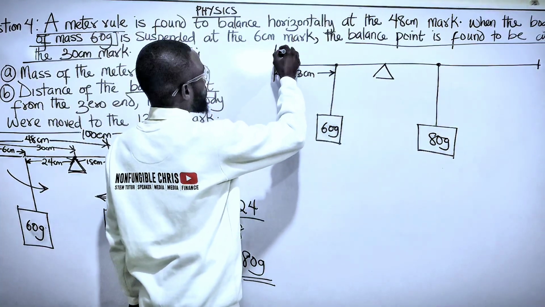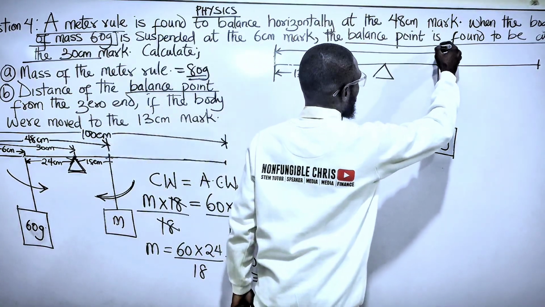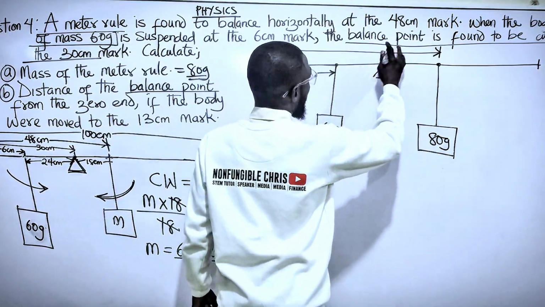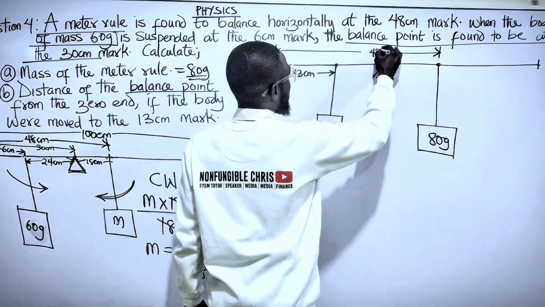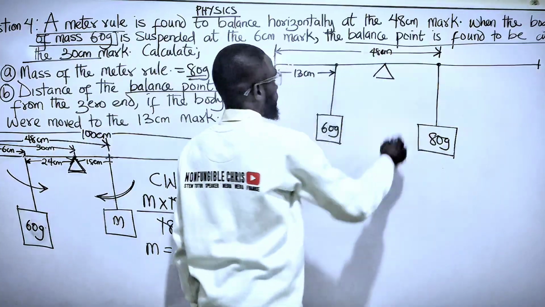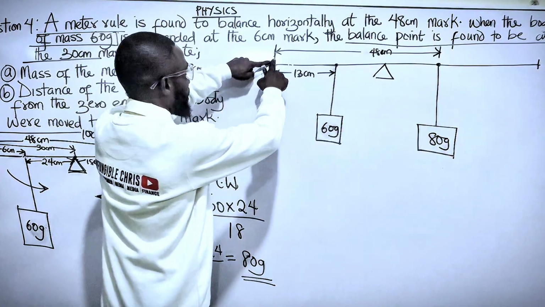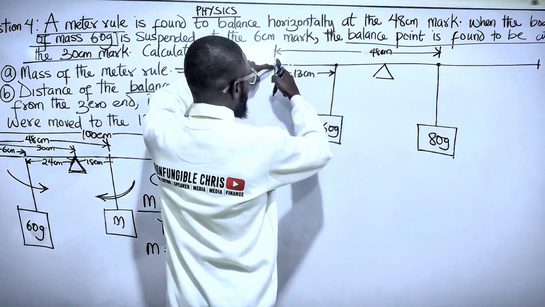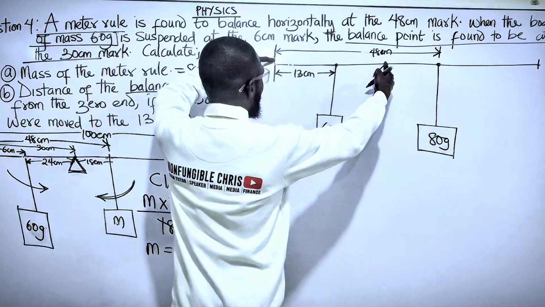We know that from here down to here is 48 originally. From here to here is 48 cm, right? We know that that is 48 centimeter. But then we don't know what is from here to here. We know from here to here is 13. We don't know what is from here to here. We don't know, it just shifted.